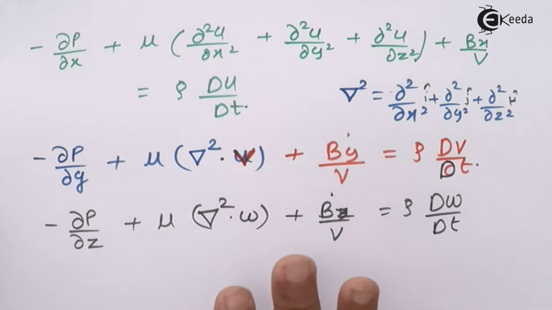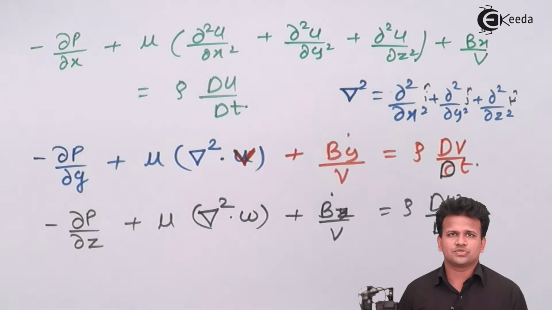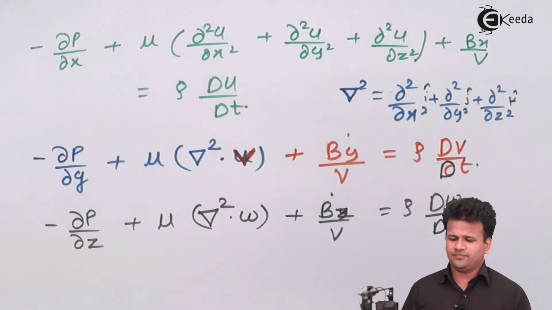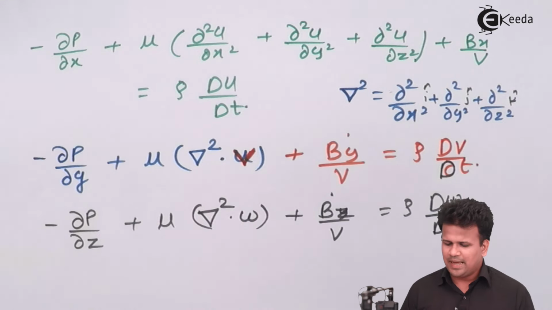Now these three are the solution of Navier Stoke equation, and this forms the basic form of Navier Stoke equation. I hope you have understood how to derive Navier Stoke equation. In the further videos, what we are going to do is we are going to simplify this Navier Stoke equation according to our necessity and according to our conditions. Thank you.